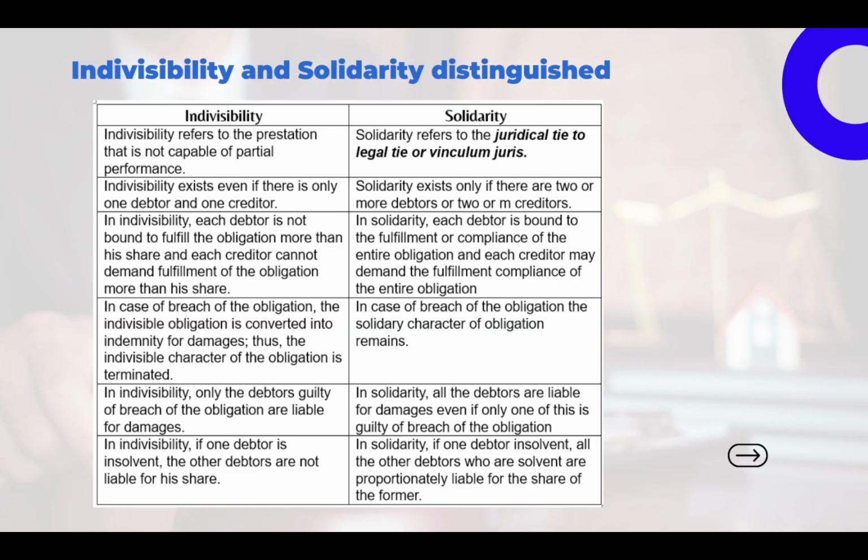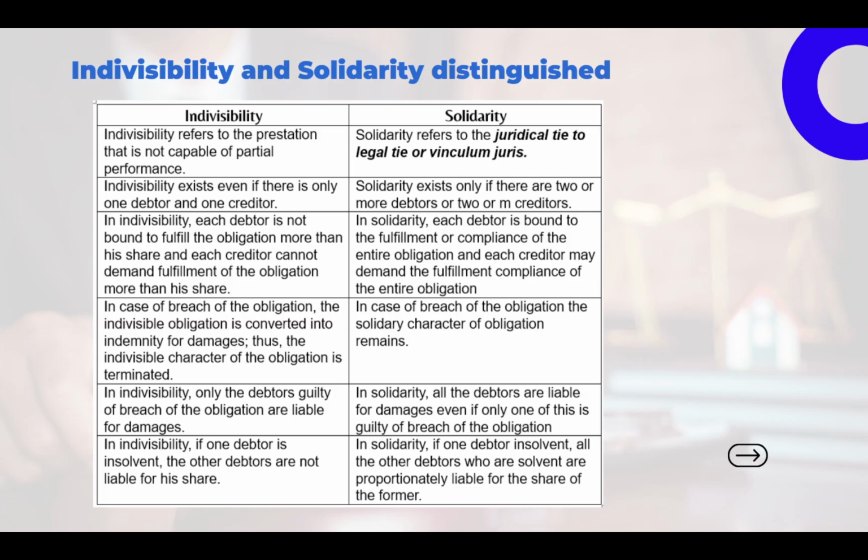Plus, of course, indemnify mo. Thus, the indivisible character obligation is terminated. Bakit? Kasi mako-compute mo na yung damages into money. It becomes divisible already. Kaya na-terminate yung obligation. As compared to solidarity, in case of breach of the obligation, the solidarity character obligation remains. So, pag may breach, liable pa rin ang multiple debtors or creditors to accept.